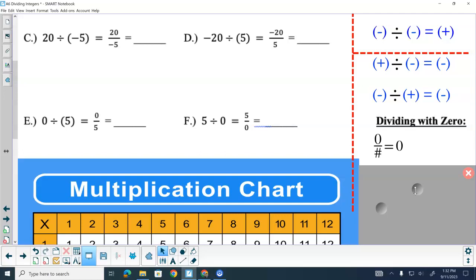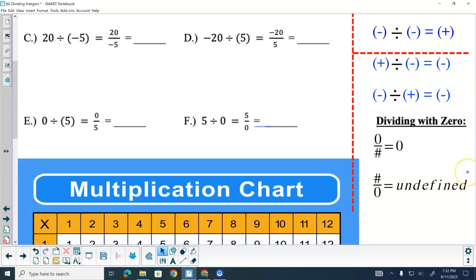But some number divided by 0 can't happen. You can't take a pizza and equally divide it into 0 parts. It just doesn't work out that way.